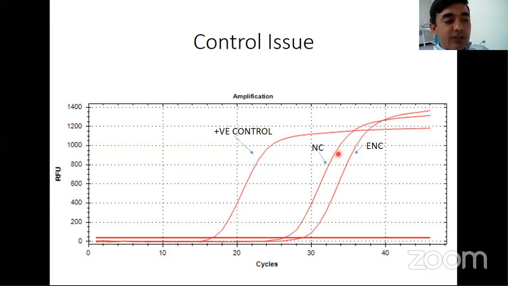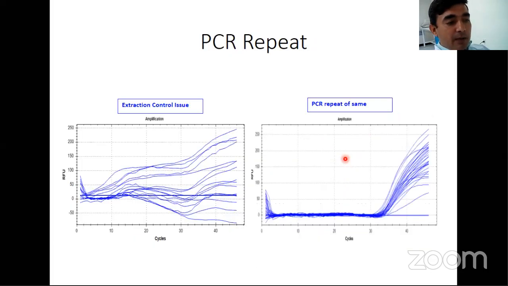So in this particular case, we need to re-extract the complete process. We cannot report such a PCR batch where the controls are not okay. So for all PCR reactions performed where controls are not okay, we need to extract these samples again and repeat the whole process of the PCR.